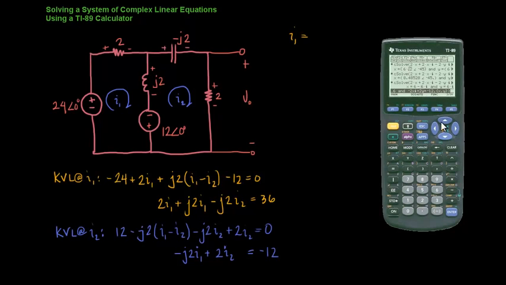Okay, and so I get for I1, 6 minus 6i, and for y, which is I2, I get 6i. Okay, so I hope that's helpful.